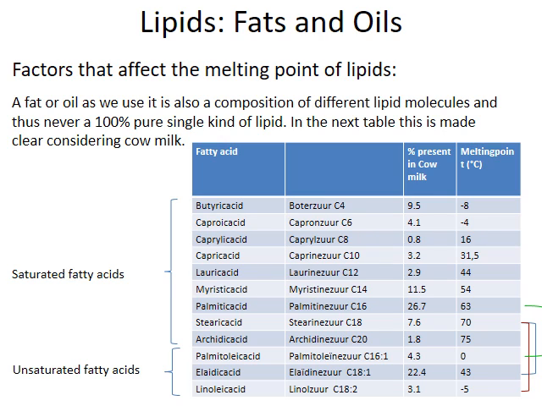So boterzuur, butyric acid, has 4 C atoms, and capron acid has 6 C atoms, and then you can go down. And you also see in the second column from the right the amount of this fatty acid present in cow milk. And you see in the right column the melting point.